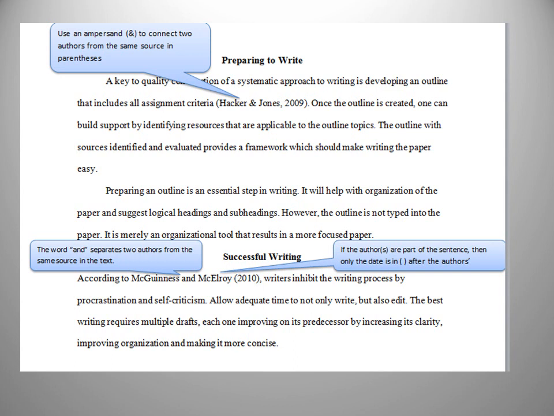So according to McInnes and McElroy, so we use the word "and" there, not the ampersand sign. And then we put in parentheses the year. So according to McInnes and McElroy, 2010, comma, then we go on with our paper. And this again is not a direct quote. It has been read, paraphrased, but it came from the work of McInnes and McElroy.